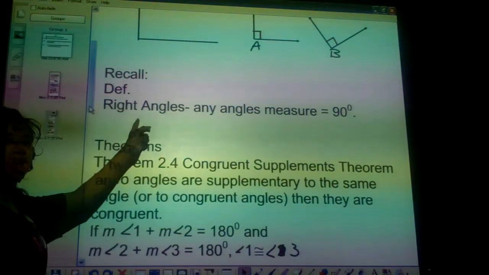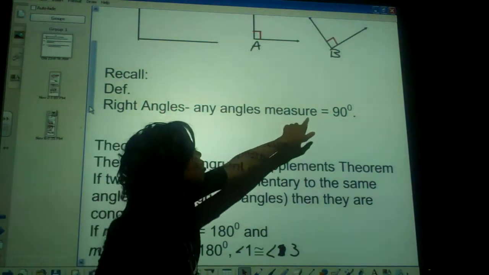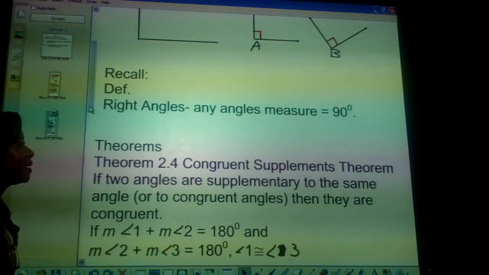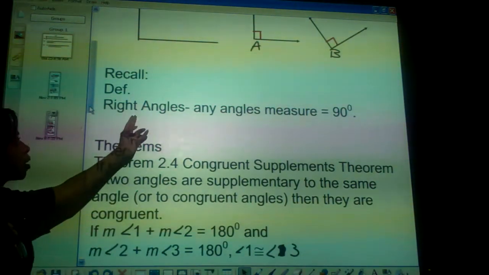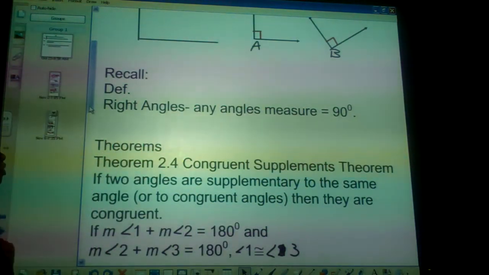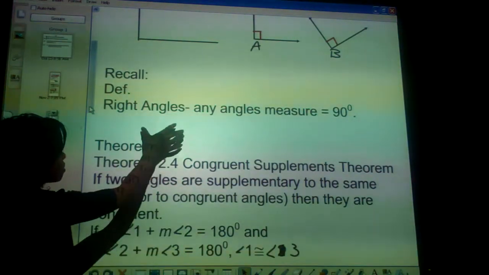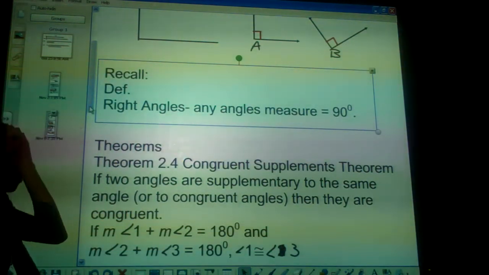Okay? Let's recall some information that you should remember. Here's the definition of a right angle, which you need to commit to memory. Right angles are equal to 90 degrees. Please make sure you remember that right angle measures equal 90 degrees. Here's a theorem for you. Theorem 2.4. I'm moving to the next theorem. That was 2.3, which is the right angle.